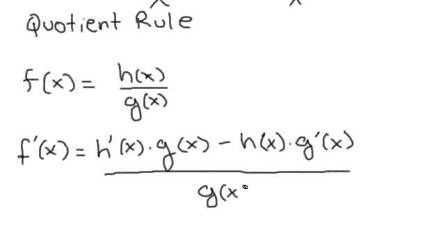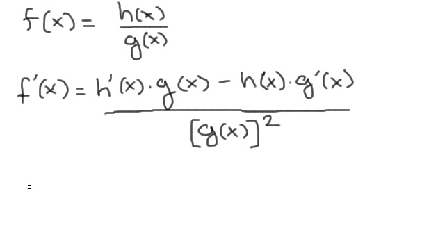g prime of x, and I'm going to put brackets around this set of parentheses, but then you just take the denominator and you square it. Alright, so this is it. This is the general rule. This is what you need to keep in mind right here. Okay, so let's work another one.